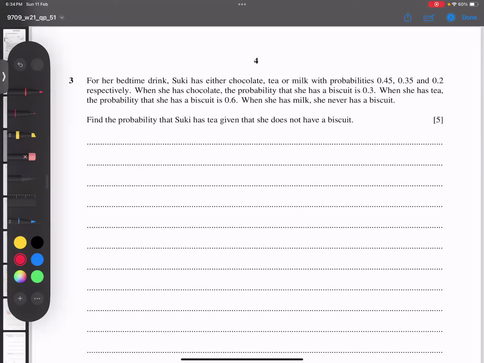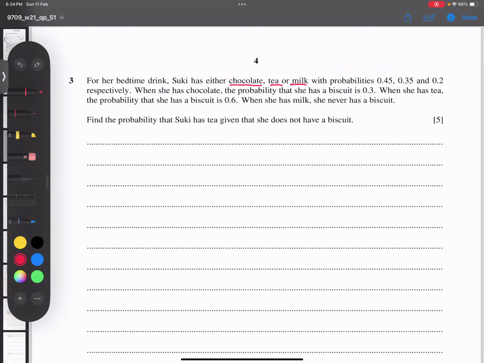The question says that for her bedtime, she can have either chocolate, tea, or milk. So three things: chocolate, tea, or milk, with given probabilities. So the probabilities are very clear.